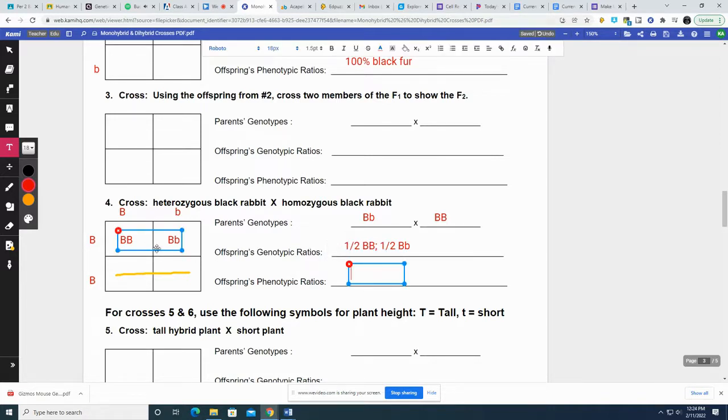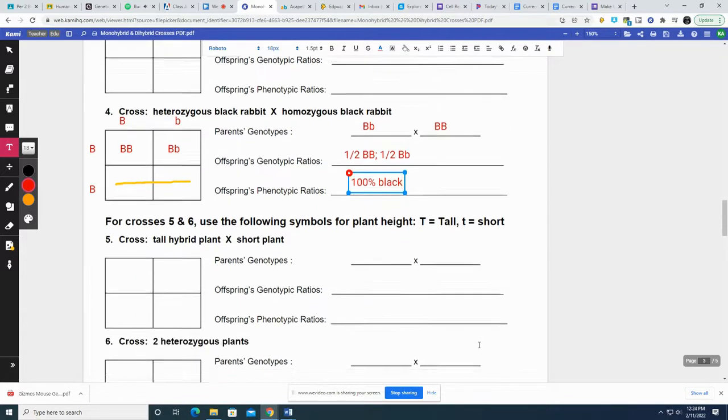Well, since both of them have at least one big B, it does not matter if you have 1 or 2 because black is dominant. So all those rabbits, 100%, are going to be black fur. All right, let's try plants.